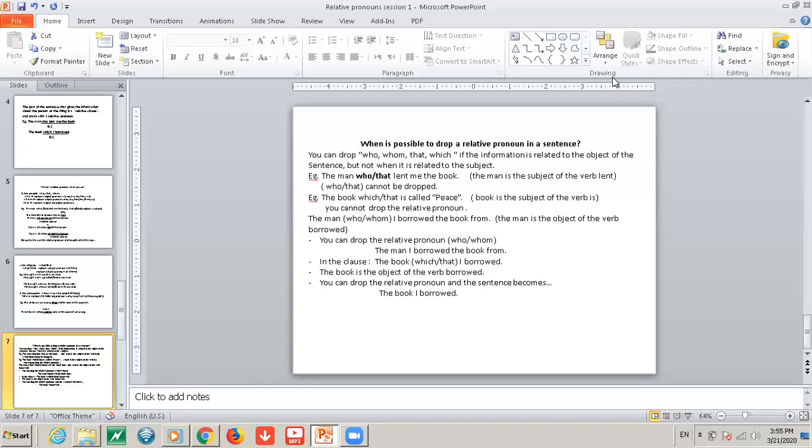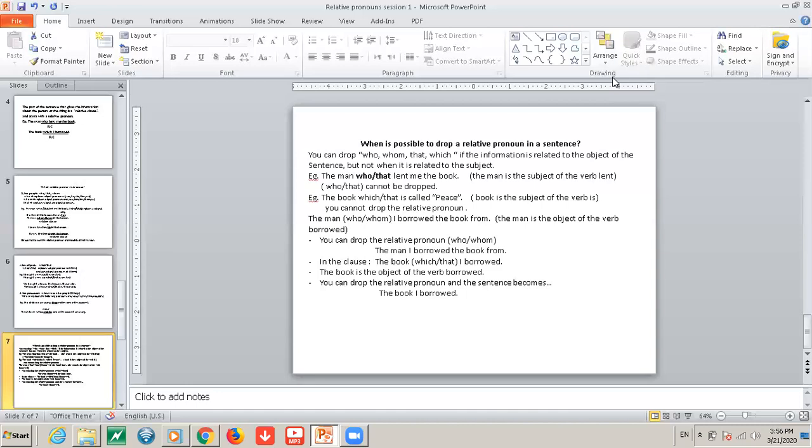But in this sentence: the man who or whom I borrowed the book from. Here, the man is the object of the verb borrowed. The man whom I borrowed. You can notice that I is the subject, which follows whom. I borrowed the book from the man. So the man is the object. I is the subject, and whom or who is defining the man, which is the object.